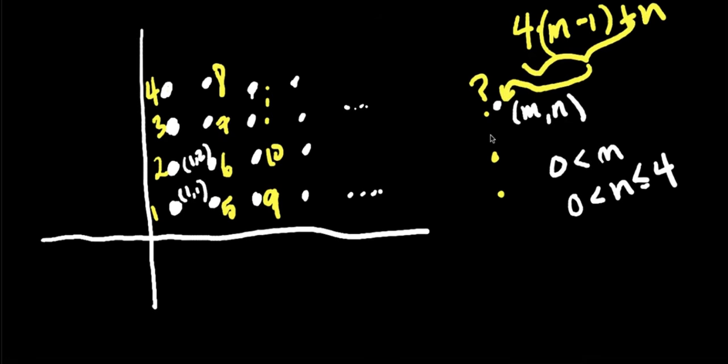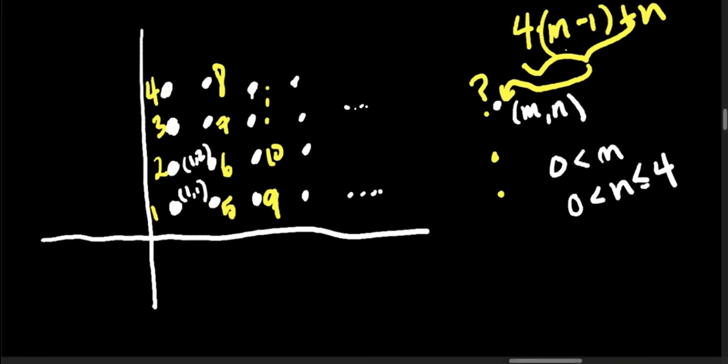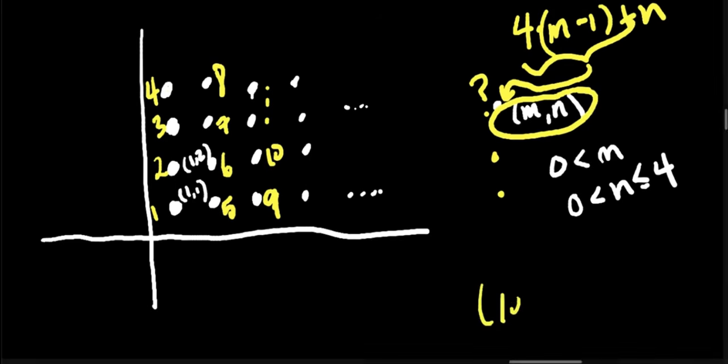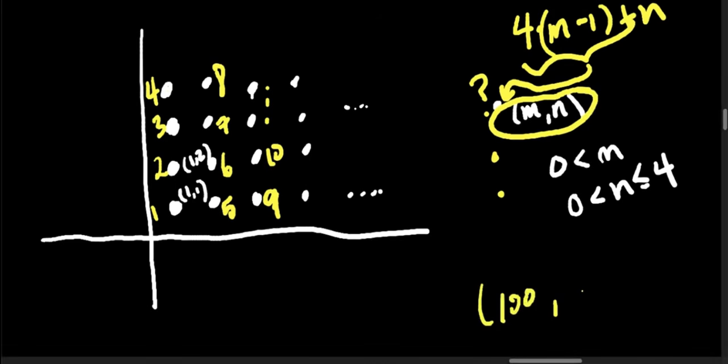Just for the sake of concreteness, I think it's good to see that there's a formula associated with the way that we count the elements of this set. So you give me any particular element of this set, let's say it's 100, 3, I can tell you that the label that I'm eventually going to assign to that element is going to be 4 times 99 plus 3.